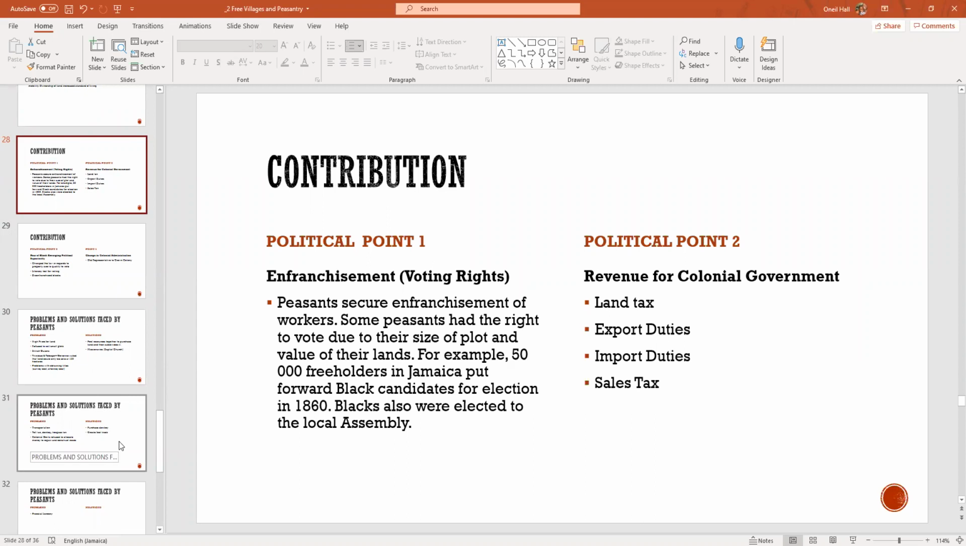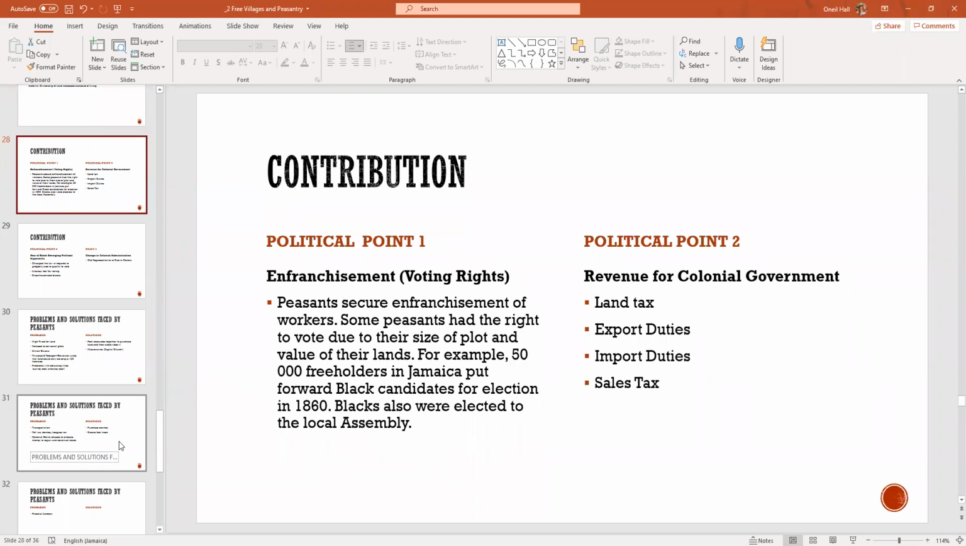Enfranchisement, voting rights. Peasants secure enfranchisement of workers. Some peasants had the right to vote due to their size of plot and the value of their lands. For example, 5,000 freeholders in Jamaica put forward black candidates for elections in 1860. Blacks also were elected to the local assembly.